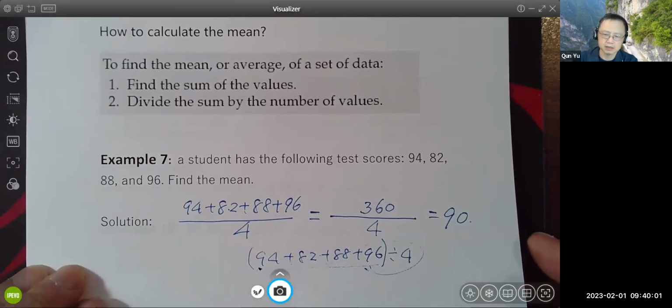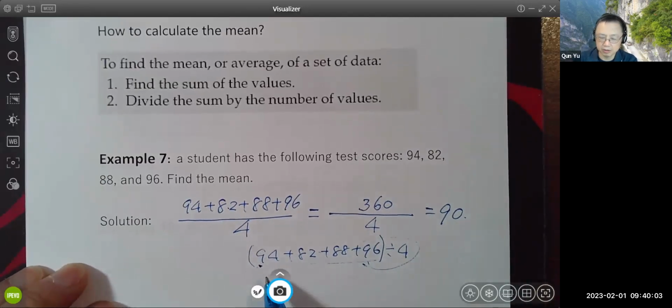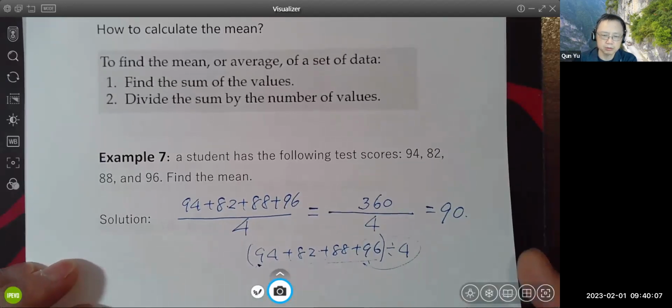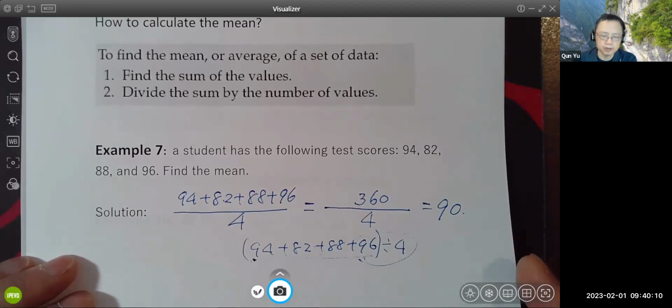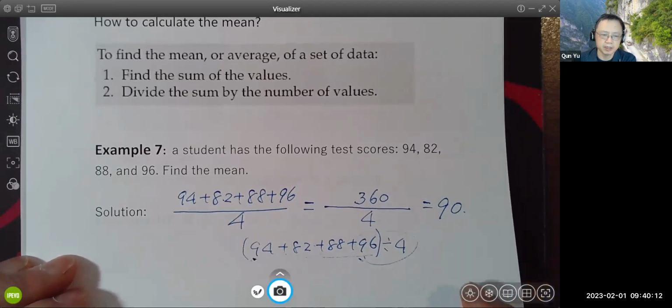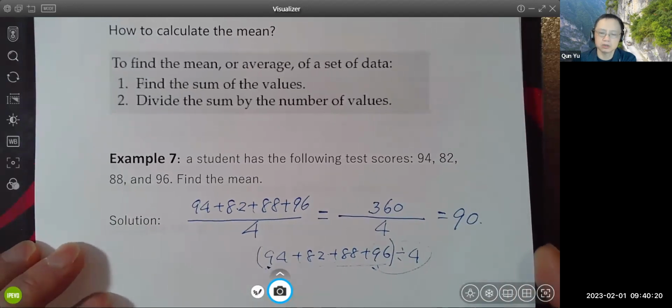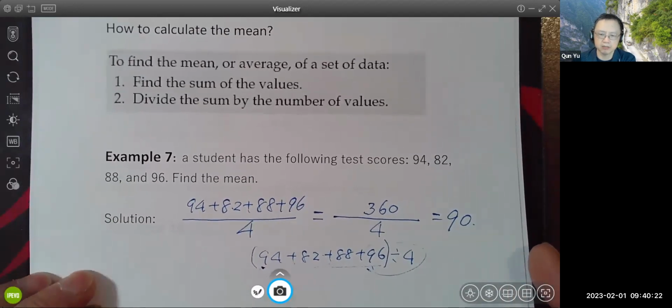So that's another example of the reason why, when we learn something new, we want to be able to understand it. We want to focus on understanding and being able to do it manually before you use a calculator. Because once you understand it, you're going to use your calculator in the correct way.